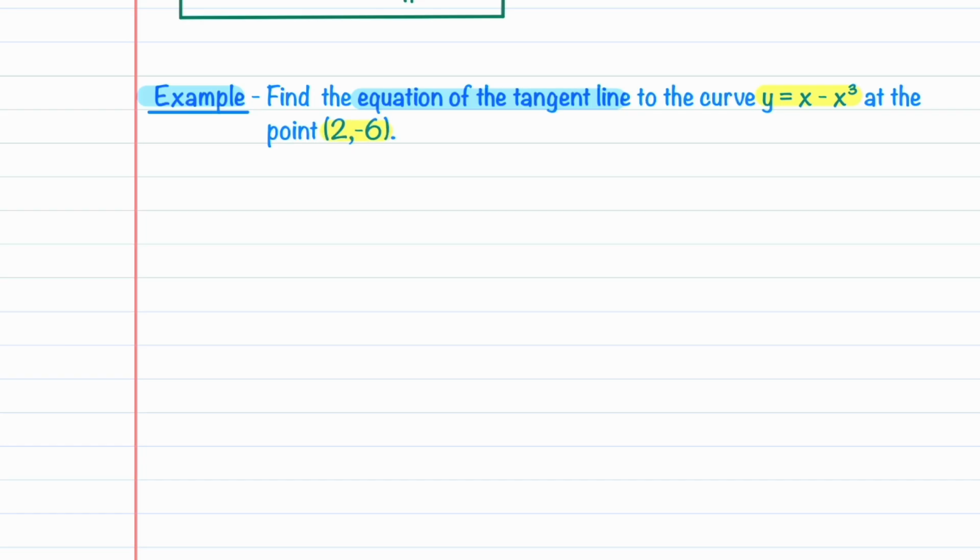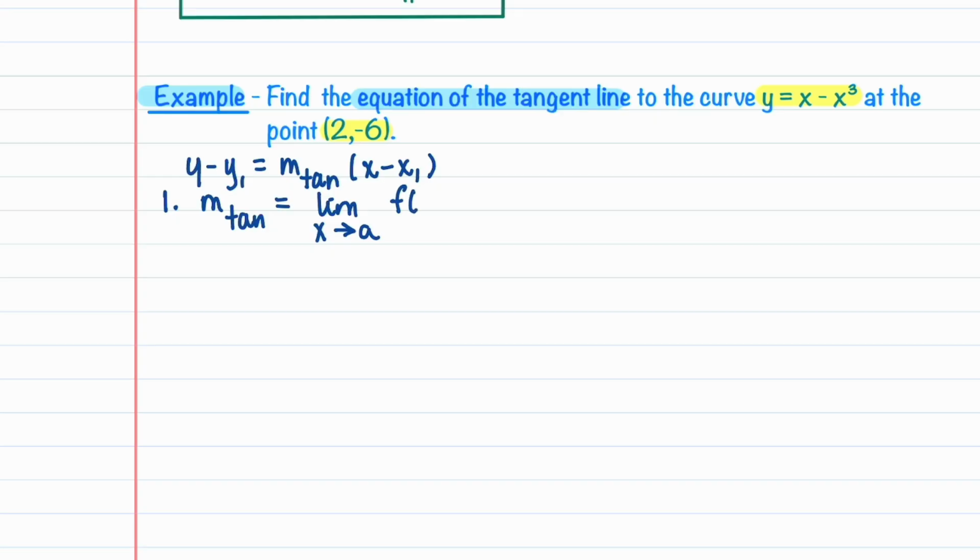Let's begin by writing down the formula for the equation of our tangent line. That is y minus y1 is equal to the slope of our tangent line times x minus x1. Let's now find the slope of the tangent line using our first definition. That definition is the slope of the tangent line is the limit as x approaches a of f of x minus f of a, all divided by x minus a.